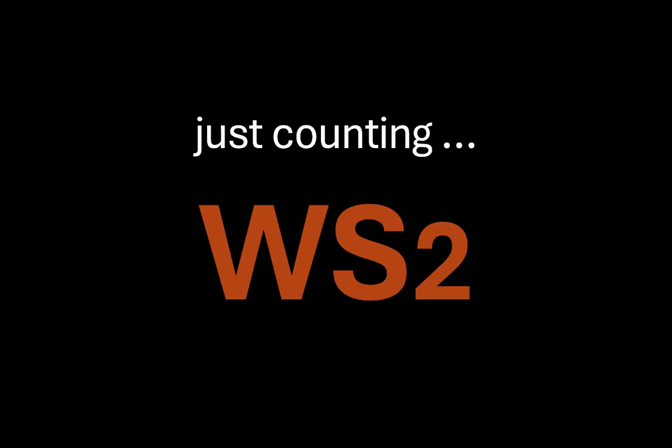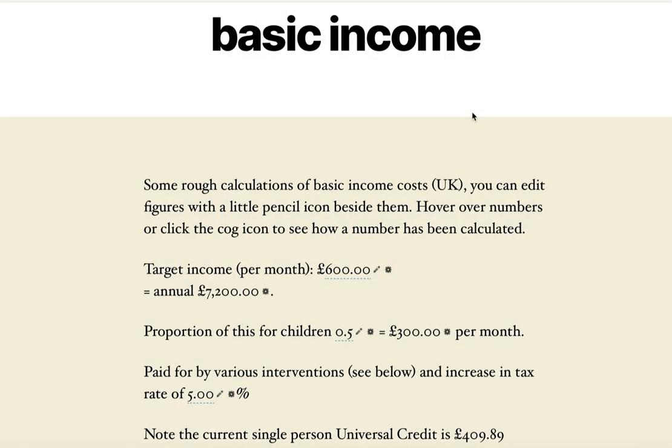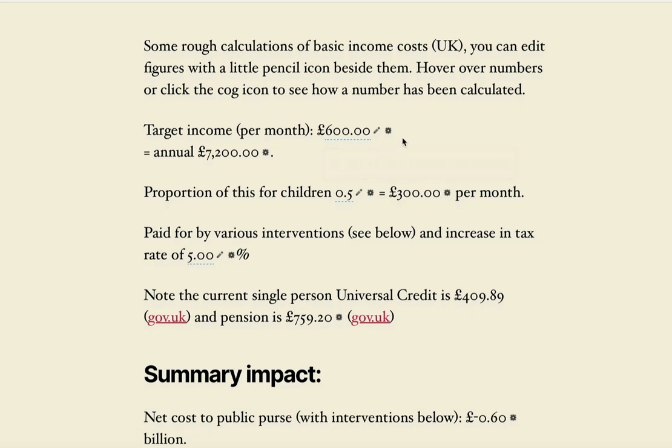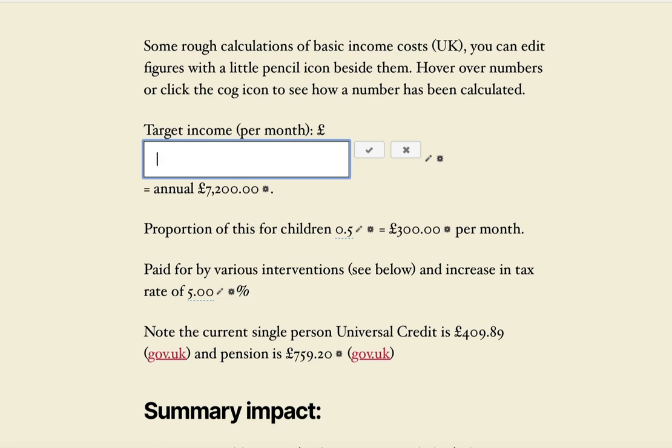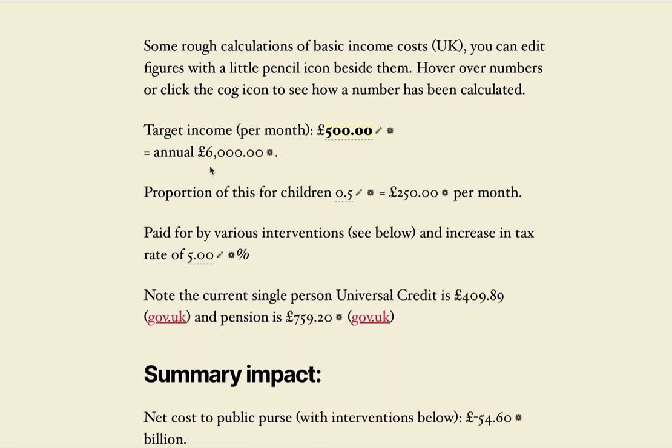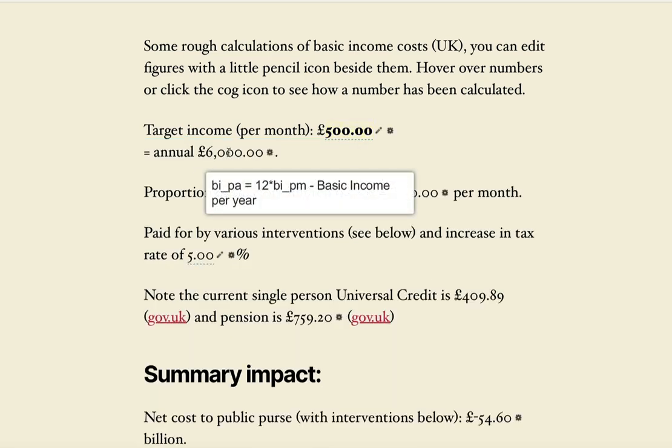What we see here is a web page that's been enhanced using WS2 to show the impact of a universal basic income. You can see here it sets a potential rate at £600 and how much that is per month and how much that is annually. If I edit this rate, perhaps I think that £600 a month was too much, I'll put it down to 500. And we can see the annual income has changed correspondingly.